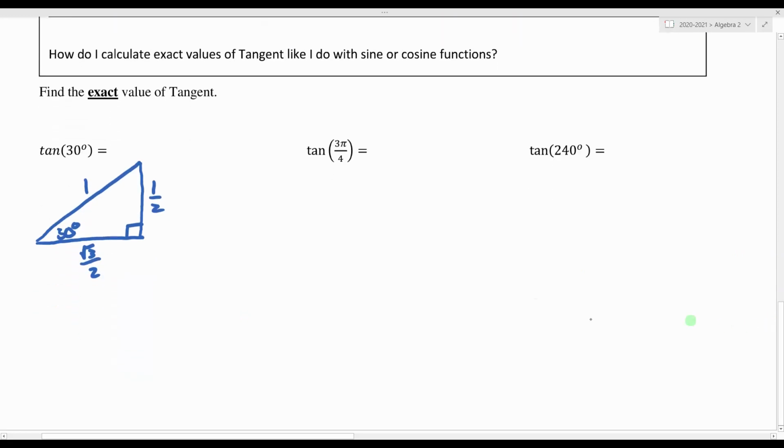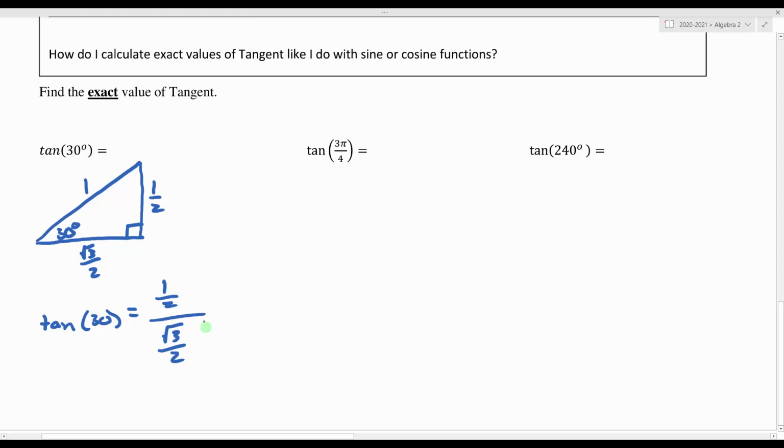And if I'm doing tangent, we would want to do opposite over adjacent. So we'd say the tangent of 30 equals 1/2 divided by √3/2. Okay, so this is the setup to do the tangent calculation, and you're probably sitting here thinking, man, that looks like one mean fraction. How are we supposed to deal with that? So let me show you.